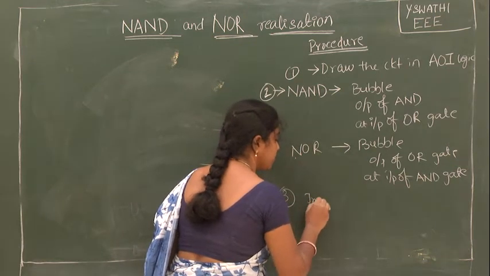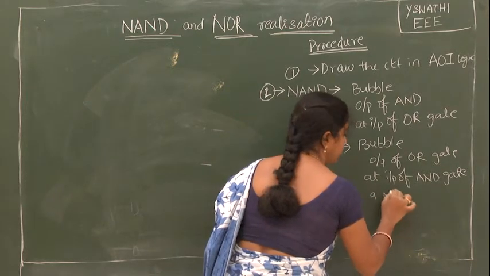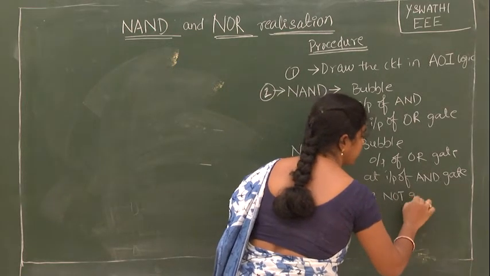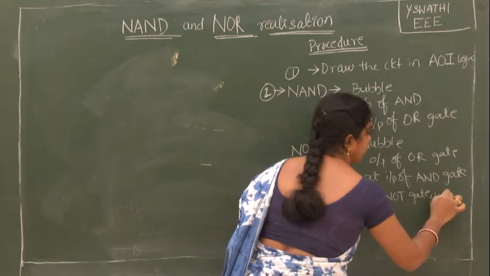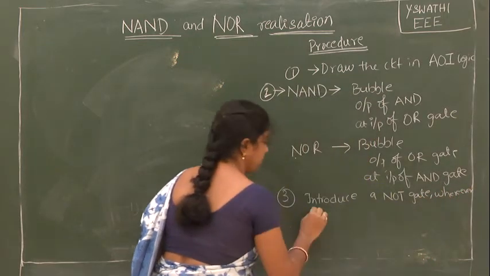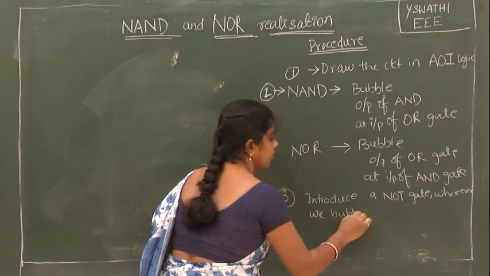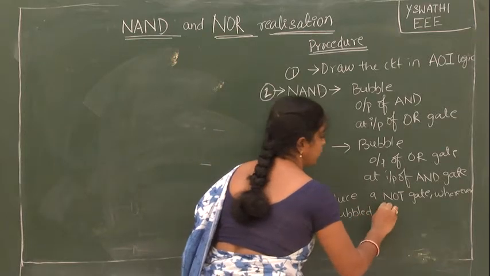And the third step is, wherever you bubbled, you have to add or introduce a NOT gate or inverter in the respective lines.